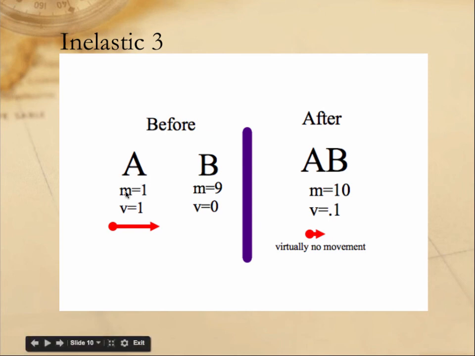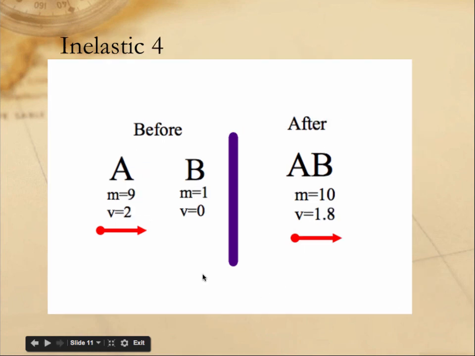In this example, you have something small moving slow, hits something very large, not really moving. The combined mass is just the addition of the two masses, and notice that the velocity is incredibly small, virtually no movement at all. In inelastic 4, we have a large object moving quickly and a small object not moving. Afterwards, when they stick together, the bumpers hook, so to speak, notice that the mass is combined and the velocity slows slightly because this was a smaller object.